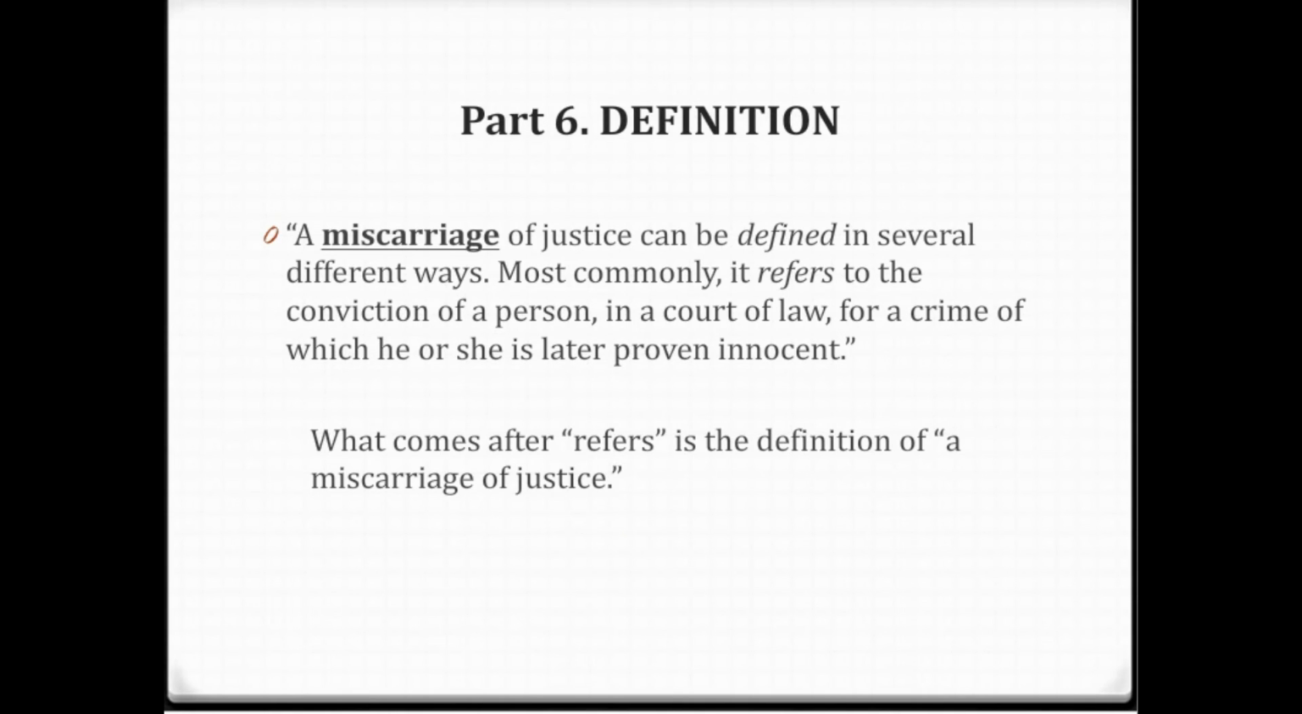The last thing I want to mention today is definition. A definition is also considered a context clue. Let's look at the example. A miscarriage of justice can be defined in several different ways. Most commonly, it refers to the conviction of a person in a court of law for a crime of which he or she is later proven innocent. What comes after the word refers is the definition of a miscarriage of justice.